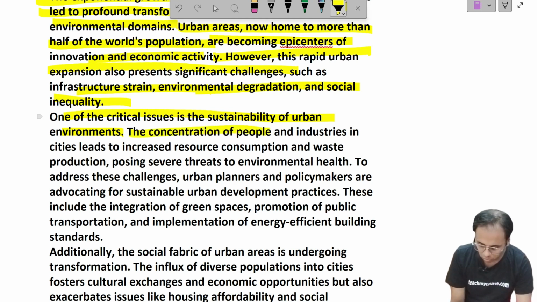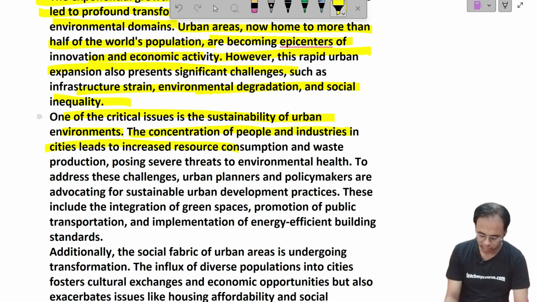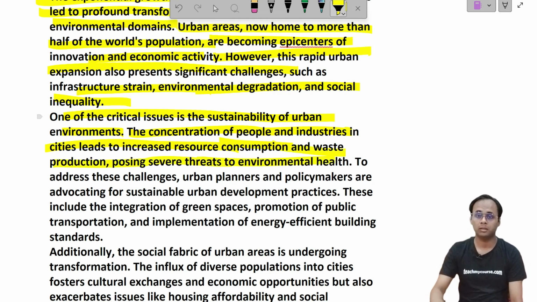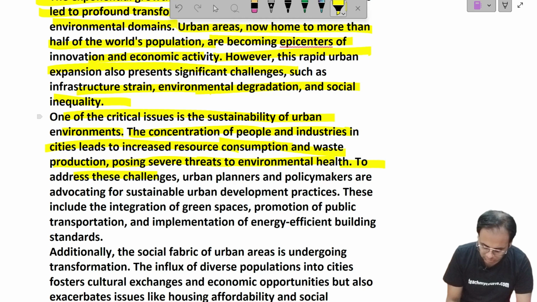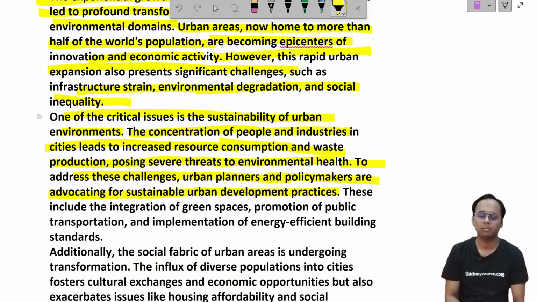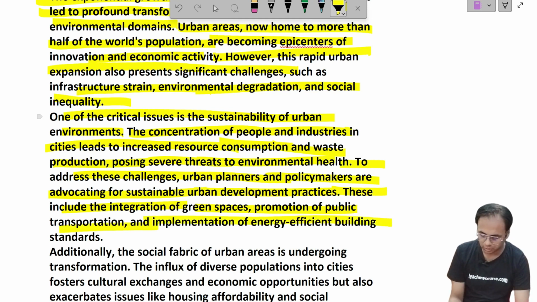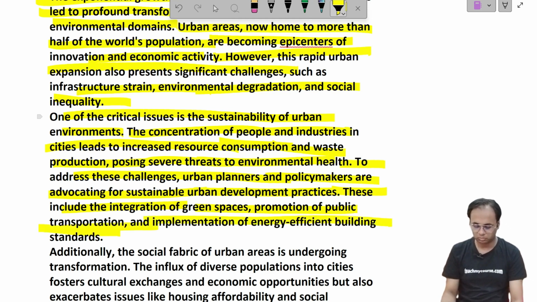The concentration of people and industries in cities leads to increased resource consumption and waste production, posing severe threats to environmental health. So the environment is being compromised when it comes to becoming the epicenter. To address these challenges, urban planners and policymakers are advocating for sustainable urban development practices. So the urban development practices have to be sustainable, so they are not degrading the environment. These include the integration of green spaces, promotion of public transportation, and implementation of energy efficient building standards.